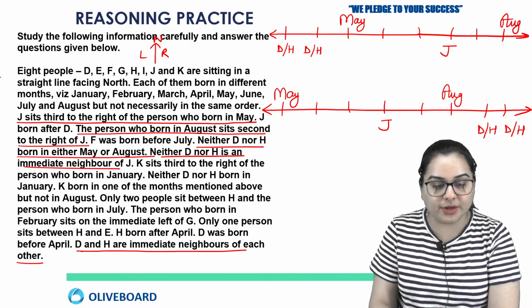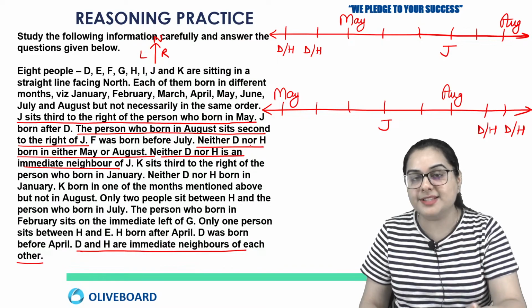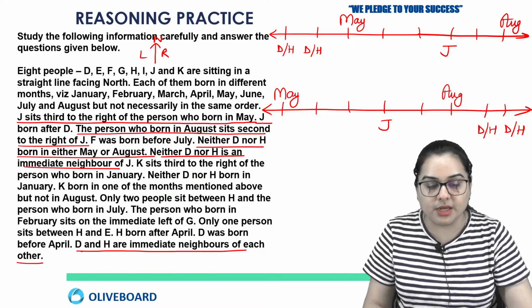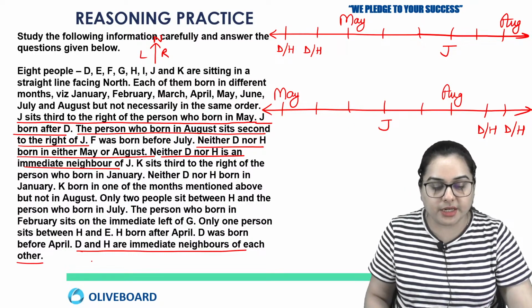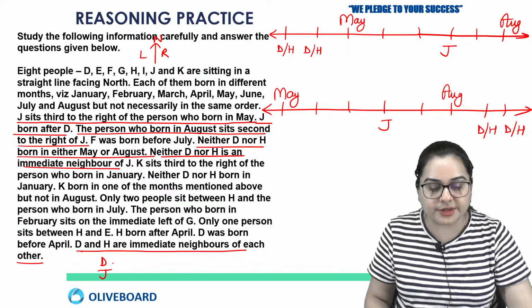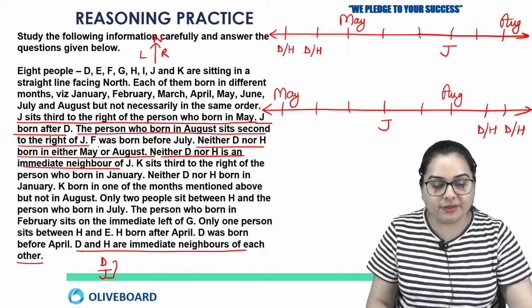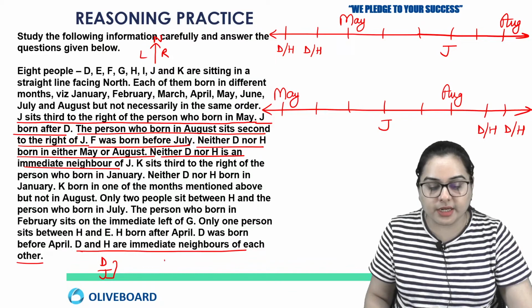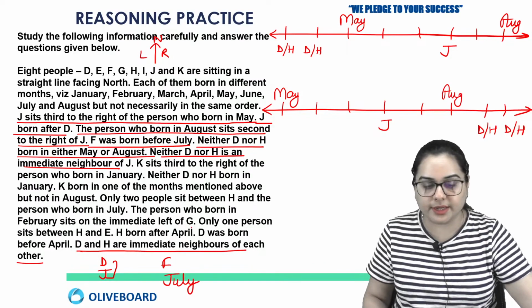Here we have to solve the arrangement as well as the puzzle. Both we have to solve. Now J is born after D. Next we have F was born before July. I'm simply solving this whatever I can do.